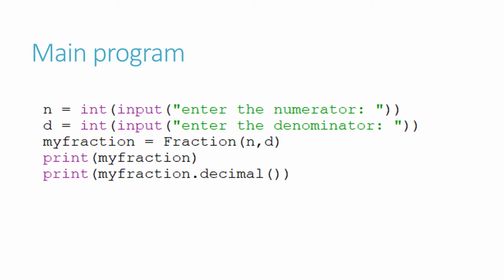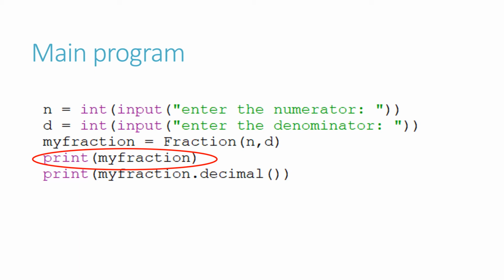Here's the main program. The user's entering the numerator and the denominator, and then the program is creating an instance of the fraction class called myFraction, created with that numerator and denominator. There are then a couple of methods which we haven't written yet, so let's do the first one. This line says print the fraction. At the moment we have not told the computer how to print the fraction, so if you ran this program now it would just print out the location in memory of the object as a long hexadecimal number.